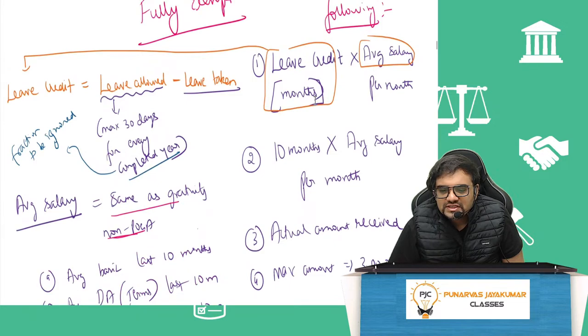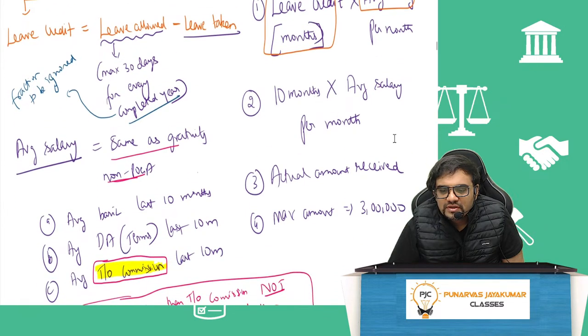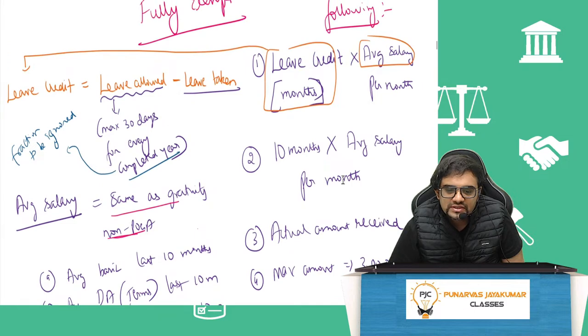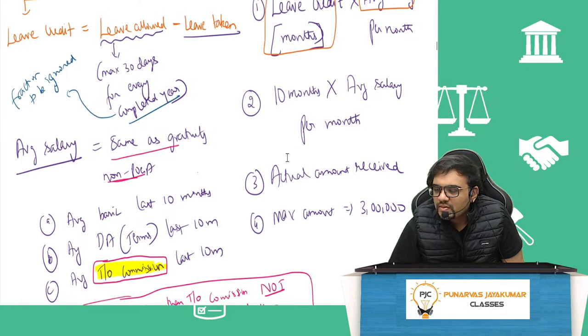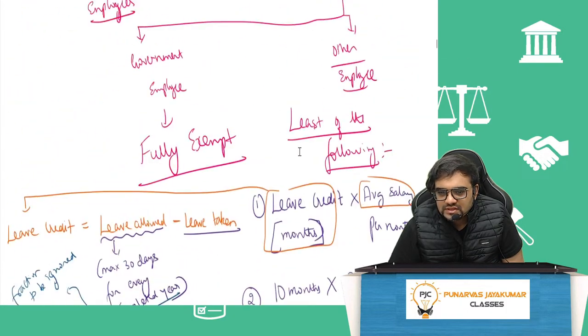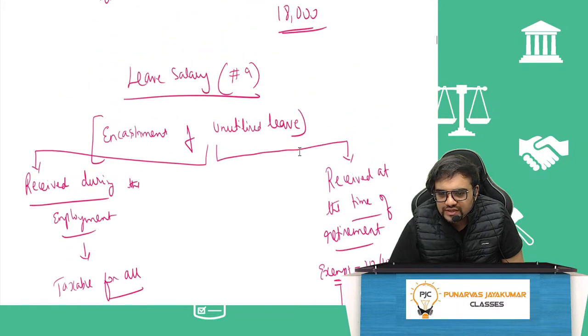So what is the average salary? 10 months into average salary per month, actual amount received, there in gratuity it was 20 lakh, here it is 3 lakh. But here it is 10 months into average salary per month. Average salary is the same calculation. So I should do 4 items. One is leave credit, that is the 30 days into average salary per month. And then 10 months into average salary per month, and actual amount received, and maximum amount 3 lakh rupees. This is the portion of leave salary.